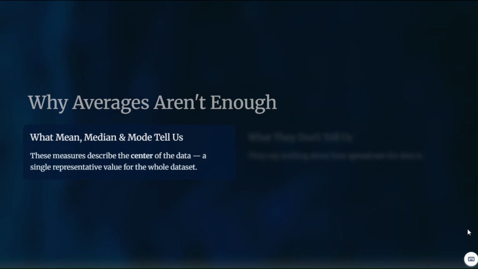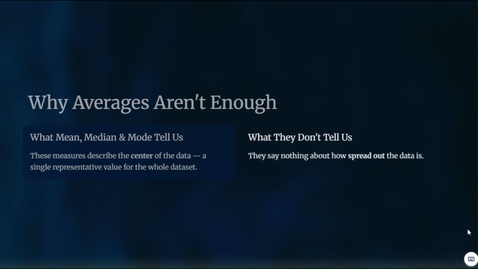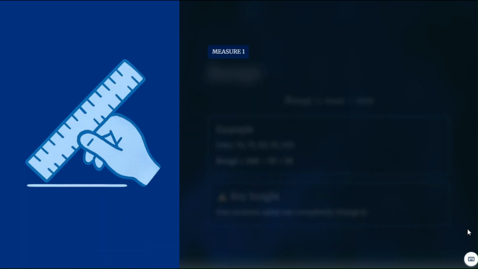The mean, median, and mode each describe the center of the data, a single representative value for the whole data set. But they say nothing about how spread out the data is. Two data sets can share the same average yet look completely different. That's where range, variance, and standard deviation come in. They measure consistency.